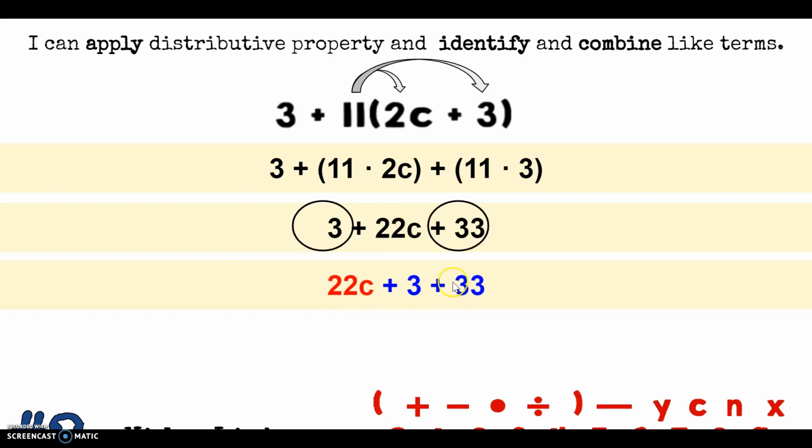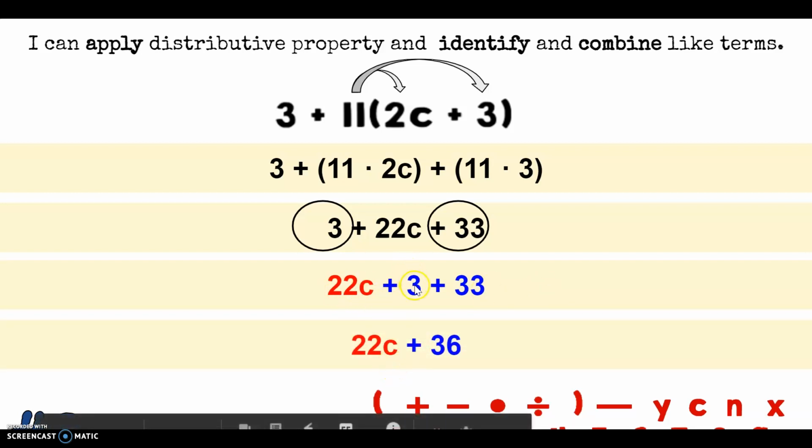And I've color coded it so you can see what I'm combining as I had rewritten this into a better expression so you can see how to combine them. I go ahead and combine them. 22c I bring down, 3 plus 33 equals 36, and that is my simplified term.